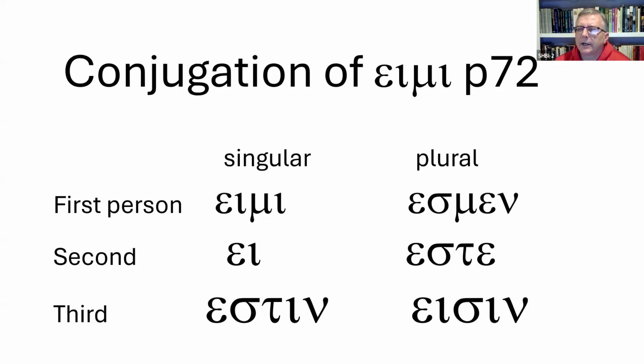First person singular. The first person singular, Derek, how do you translate that in English? A first person singular verb. How would you say it? For this verb specifically, I am. I am. Right. Good. Second person singular in English. You are. Third person singular, Aaron.